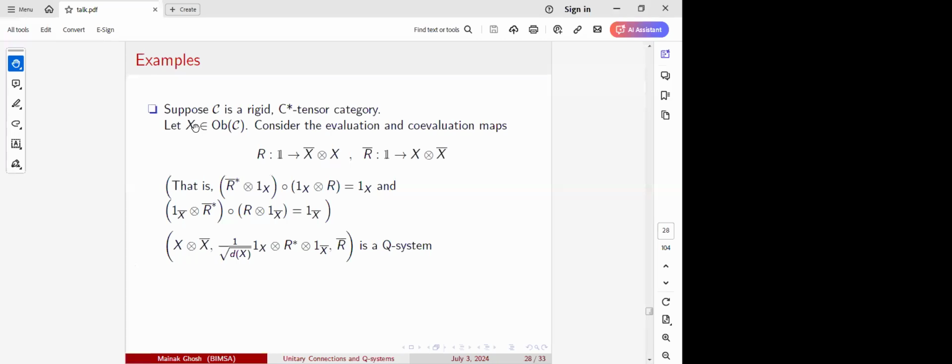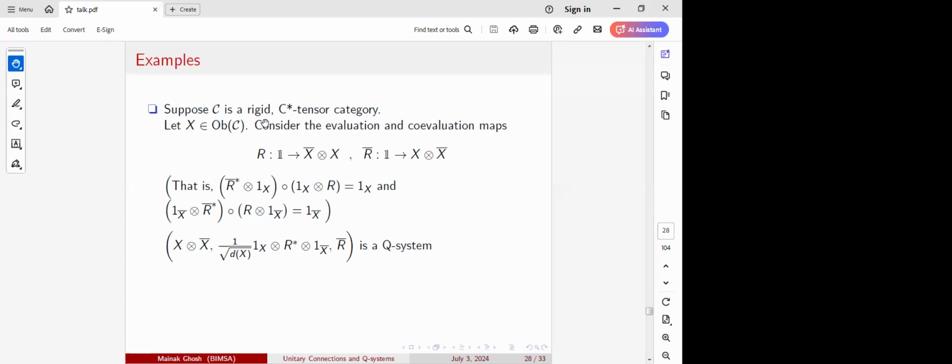So from that evaluation to evaluation, maybe one is from 1 to X. Okay, yeah. So you can take the co-evaluation map to be the R bar star. Since you are dealing with C-star tensor categories, the C-star structure is there, so it will not be a problem.